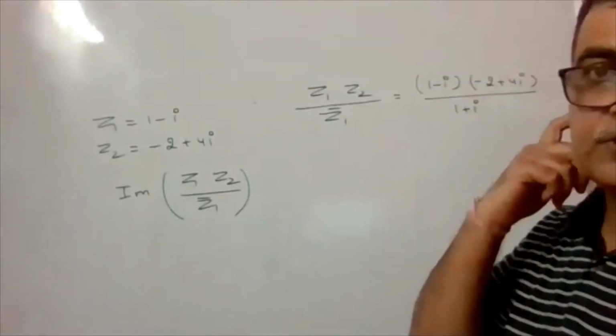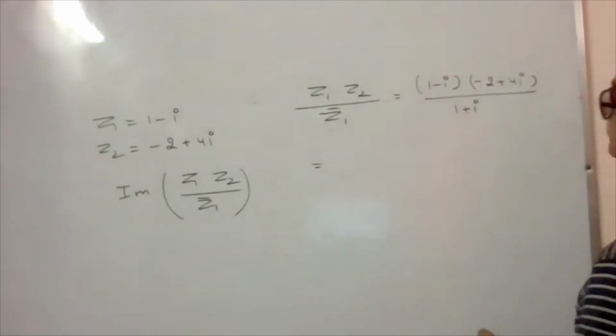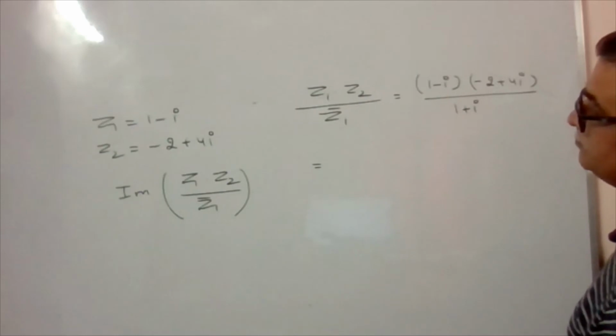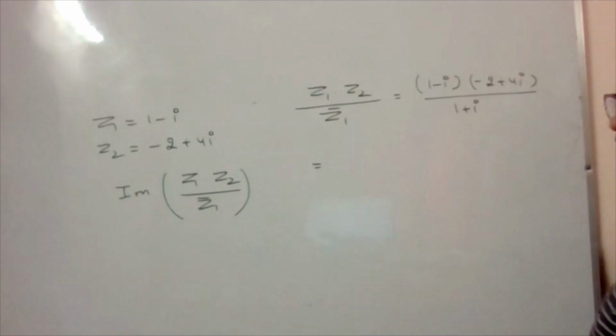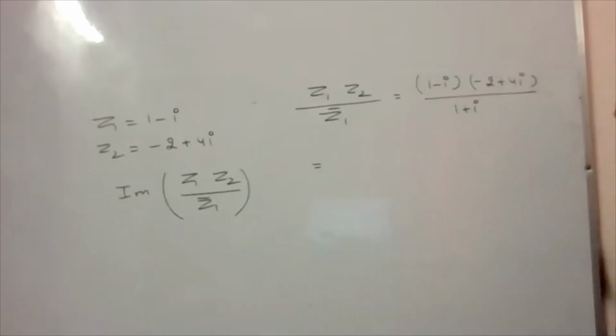Sir, I was saying that if we multiply both numerator and denominator by Z1 bar, then we can also apply that modulus formula. Yes, you can do that. I'm having a problem in that. The denominator is there, but the numerator you have to multiply.